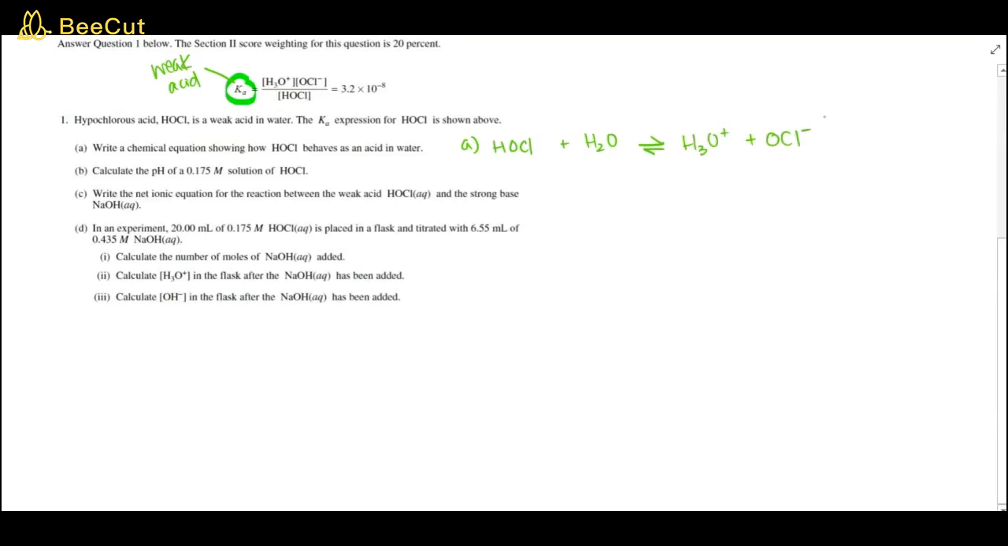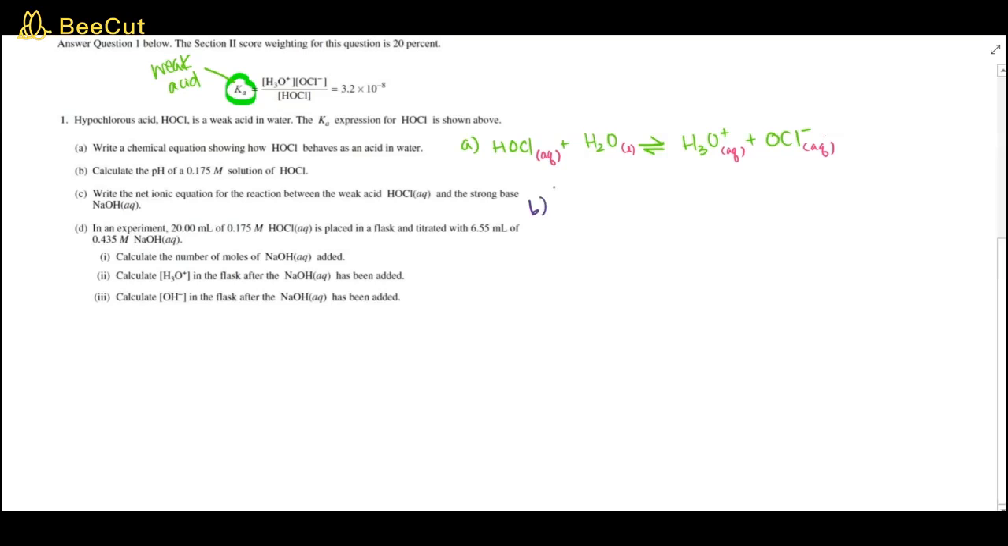Now, some students have asked me, how do you know when to put water and how do you know when not to put water? So a lot of times you do not put water when you're writing the net ionic equation. But if you're asked to write the full equation like they are right now, you do want to write it, okay? And that also means that you want to symbolize that everything else is aqueous, except for water. Water would be a pure liquid. Okay, cool. All right, let's continue with B.